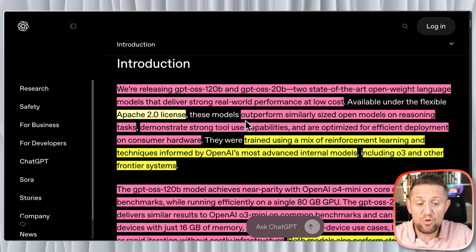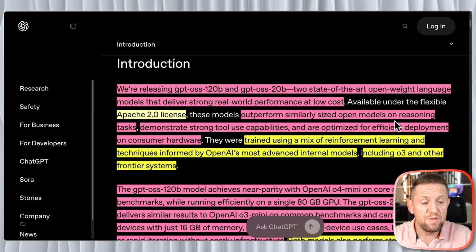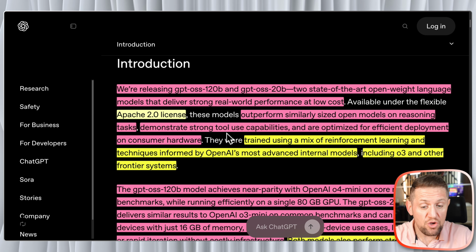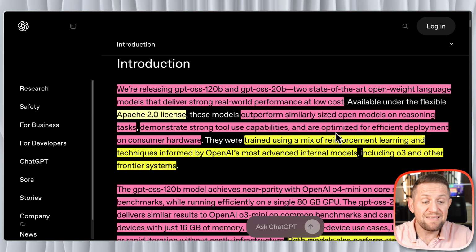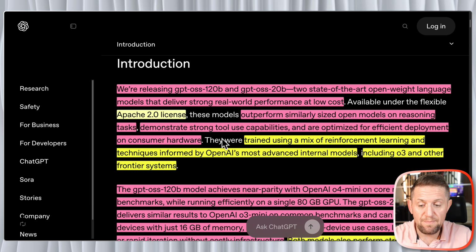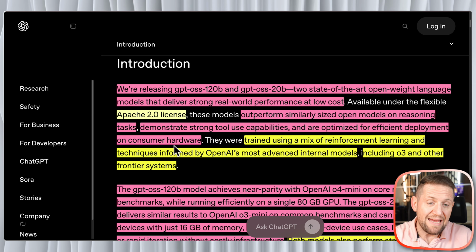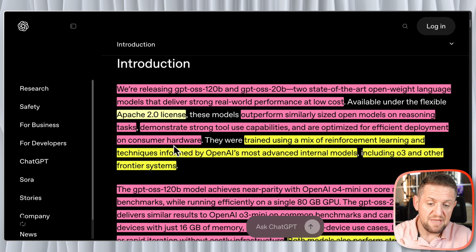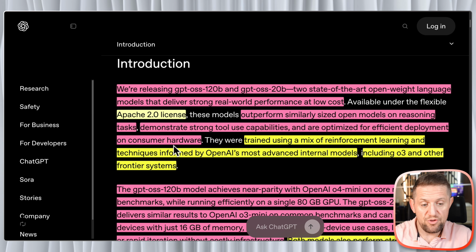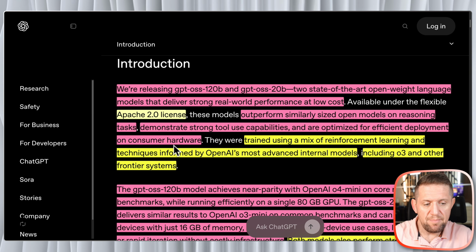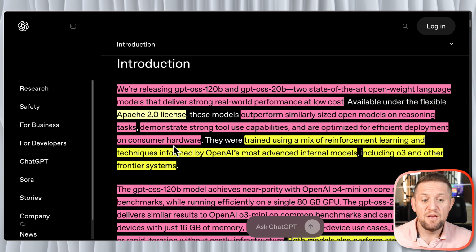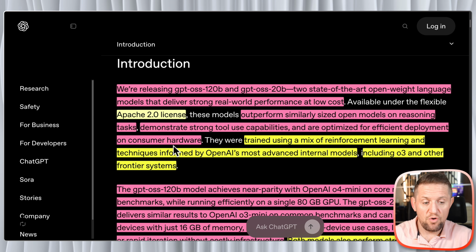These models outperform similarly sized open models on reasoning tasks, demonstrate strong tool use capabilities, and are optimized for efficient deployment on consumer hardware. These are the main things people look for in such models. We want them to be strong in reasoning, to work well with tools when we build systems with them, and also they must be efficient. Again, this is the DeepSeek moment that changed everything, where efficiency became a big part of such models.